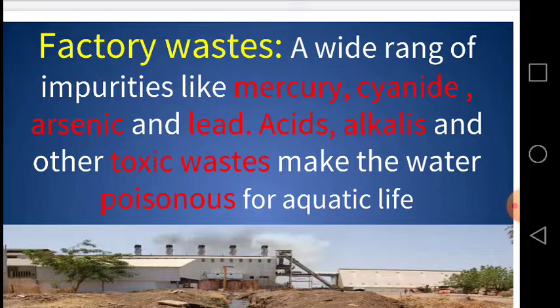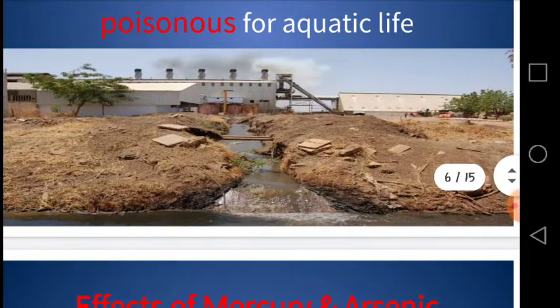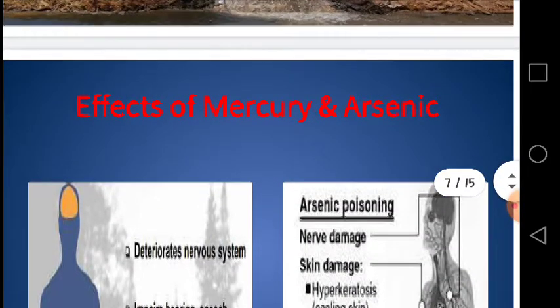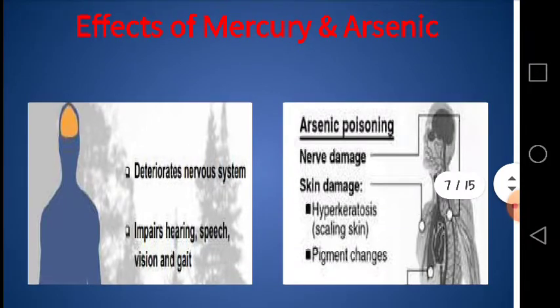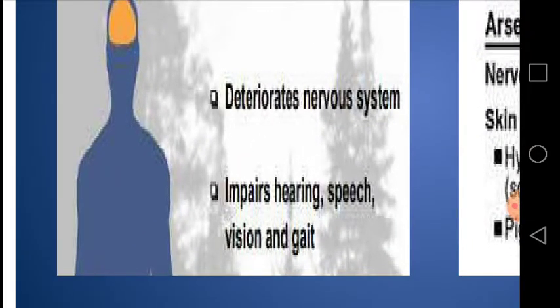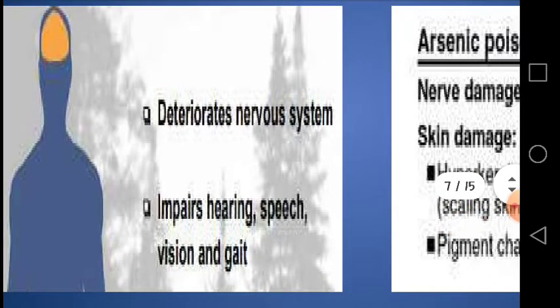make the water poisonous for aquatic life. So we are going to focus only on two points, mercury and arsenic, which are very harmful for life. How? Mercury deteriorates the nervous system and impairs hearing, speech, vision and the gait. So this is very harmful for human life.